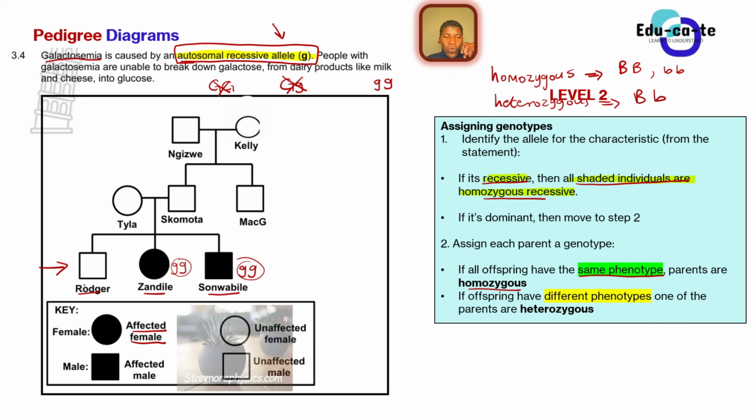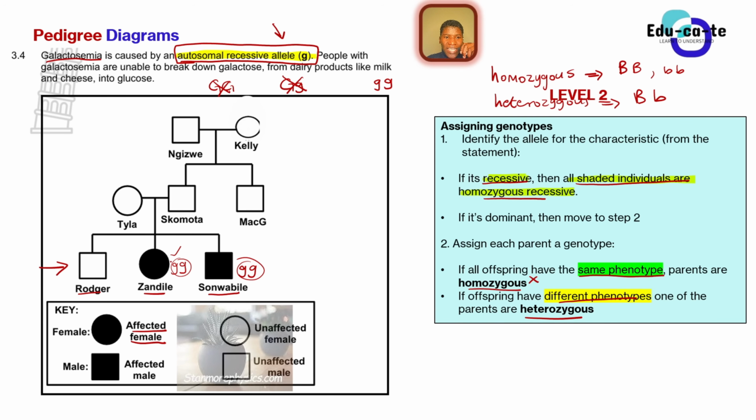So Roger is the brother that doesn't have the condition, but Zandile and Sonwabile have the condition. So the offspring do not have the same phenotype. The offspring are different, so you cannot say that the parents are homozygous. The parents cannot be homozygous in this case. And now, if the offspring have different phenotypes, one of the parents is heterozygous. In this case, you can see that the offspring are different.